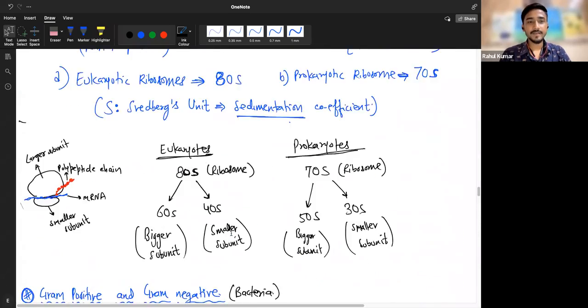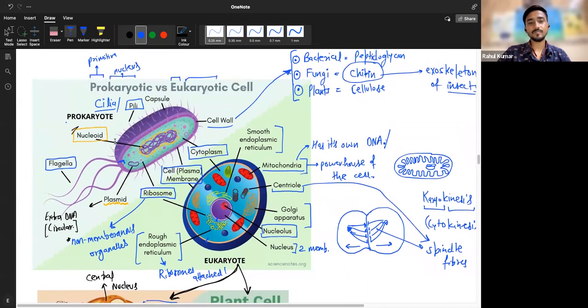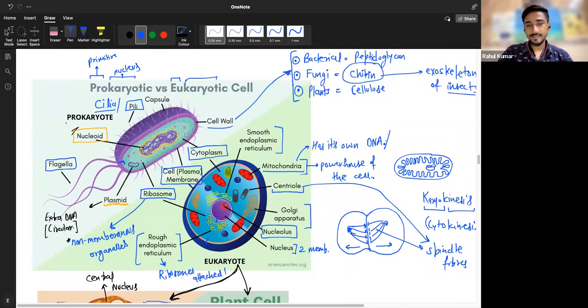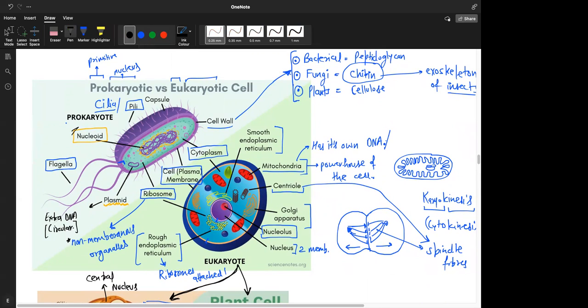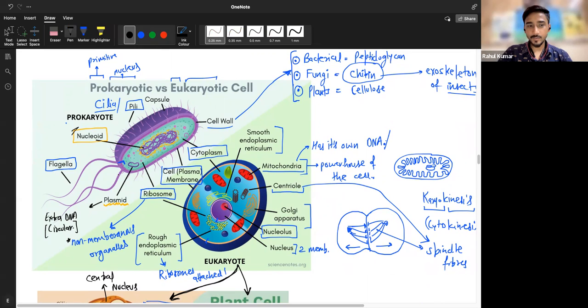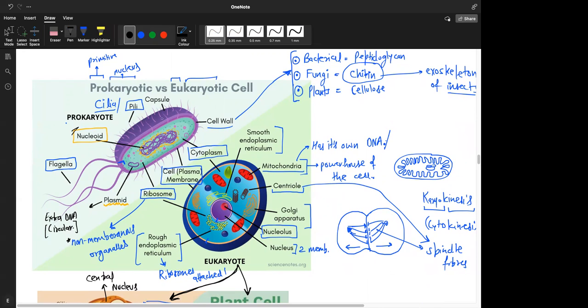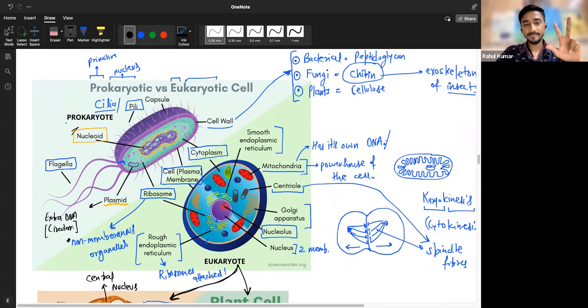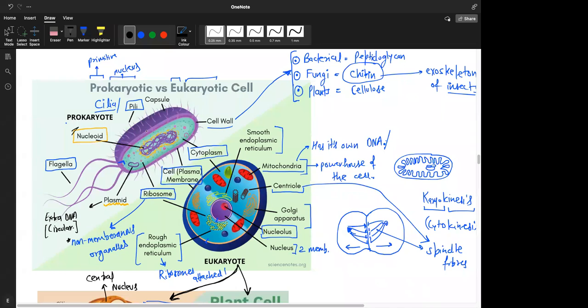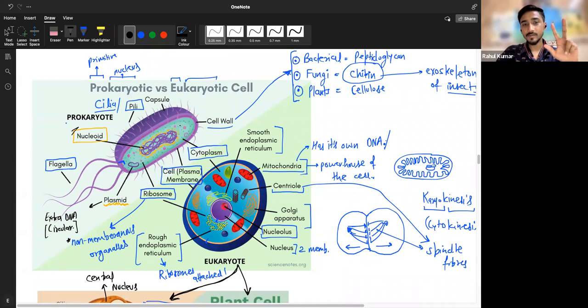Let me go back there. What do you see here? Inside a prokaryotic cell, there are ribosomes. Inside a prokaryotic cell, there is a single circular DNA. A prokaryotic cell like bacteria divides by binary fission. And inside a prokaryotic cell, there is also the mRNA which is produced from this DNA. And then those mRNA are read by the ribosomes and proteins are produced, right?